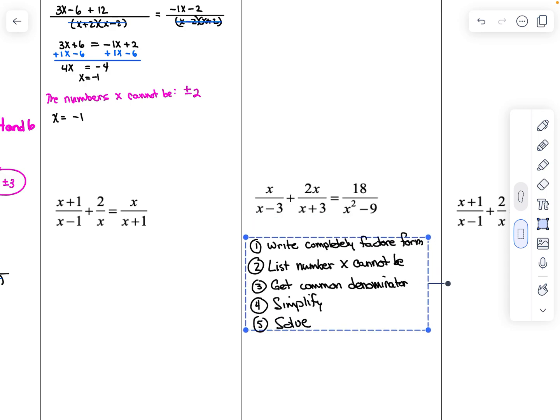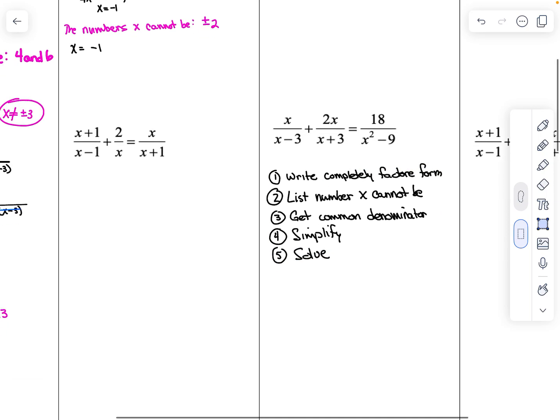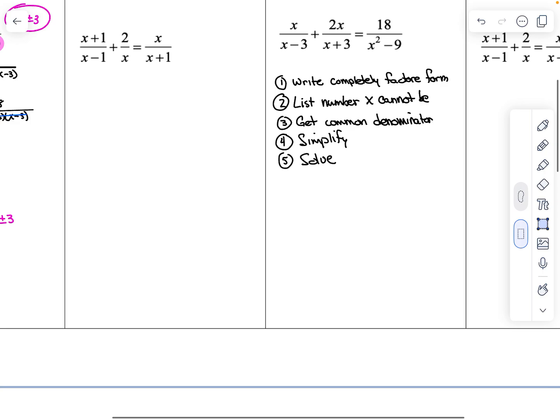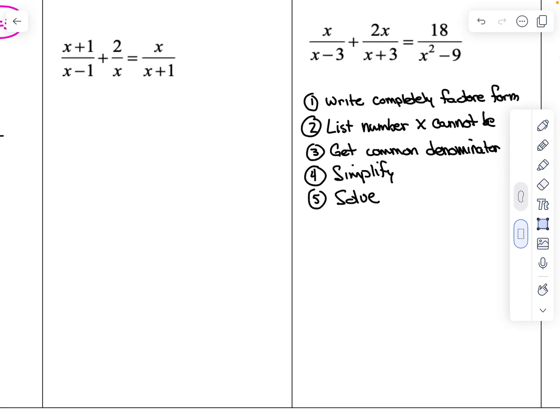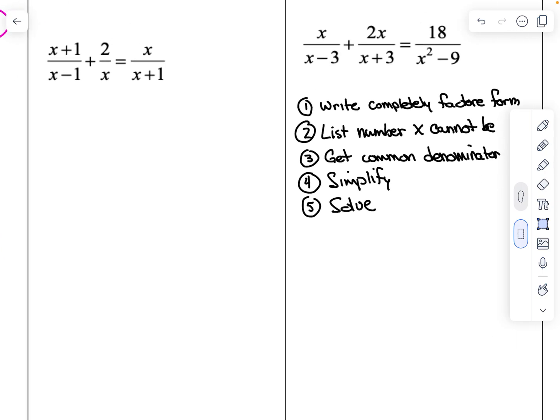And see how we do. Okay, so step 1, write completely factored form. Okay, so the completely factored form, it is already completely factored.